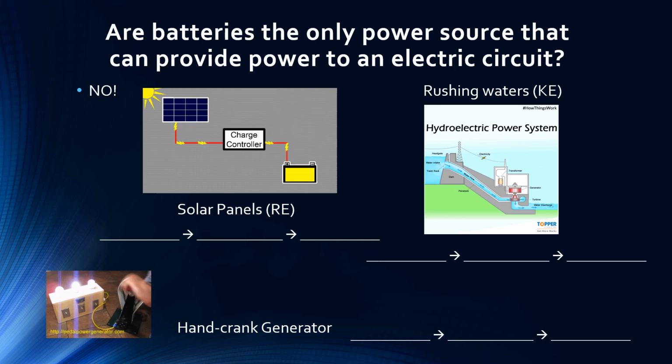So we also see here a hand crank generator. Isn't this cool? Yes, the more energy that I put in using my muscles, I can power that load. So there's no battery. I'm the battery. I'm the power source. And so the more I turn it, the more energy is going to come to light those bulbs. So let's trace the energy transformations we see here.